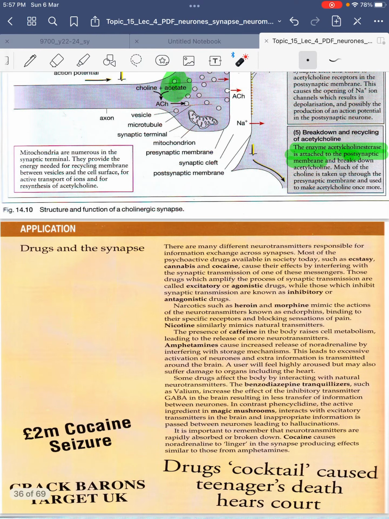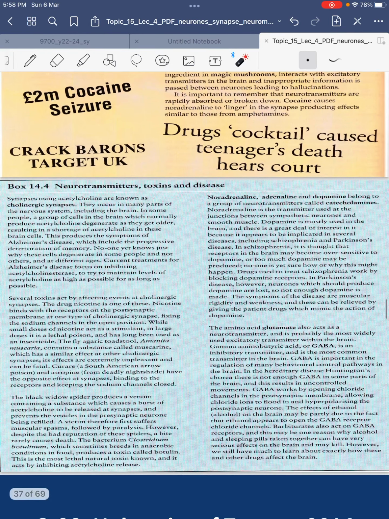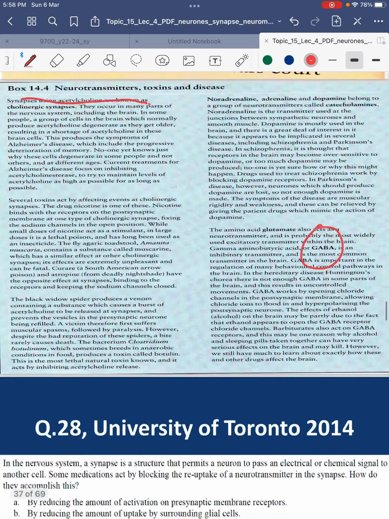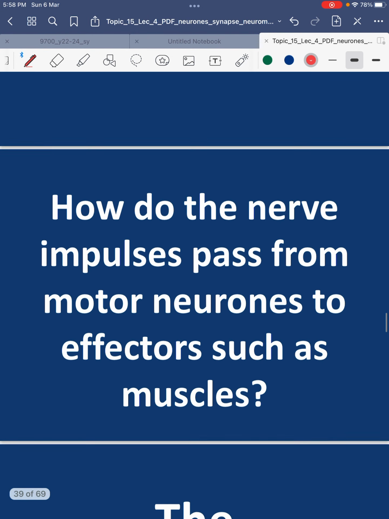Okay, these are just some notes that you can read in your own time, to understand the different types of neurotransmitters. See the GABA, and then the dopamine or serotonin. There are many different types of neurotransmitters. The MCQ as well.